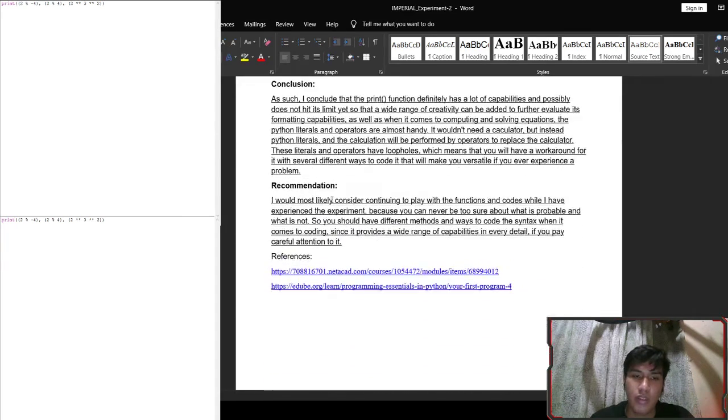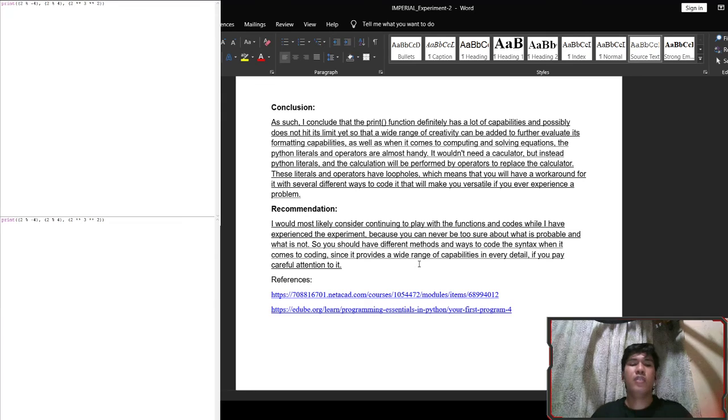Okay, guys. Thank you, guys. I therefore conclude that the print function definitely has a lot of capabilities, possibly does not hit its limits, because Python has a very wide range of arithmetic and mathematical programmable features. You can be creative, you can input codes. So we can say that if we use Python, the sky is the limit.